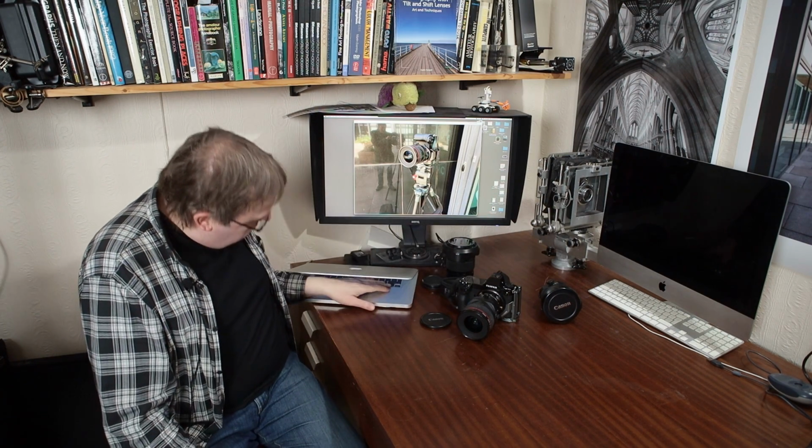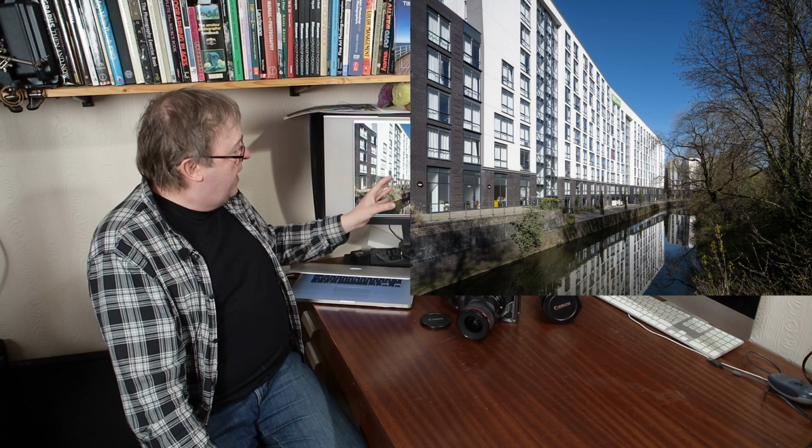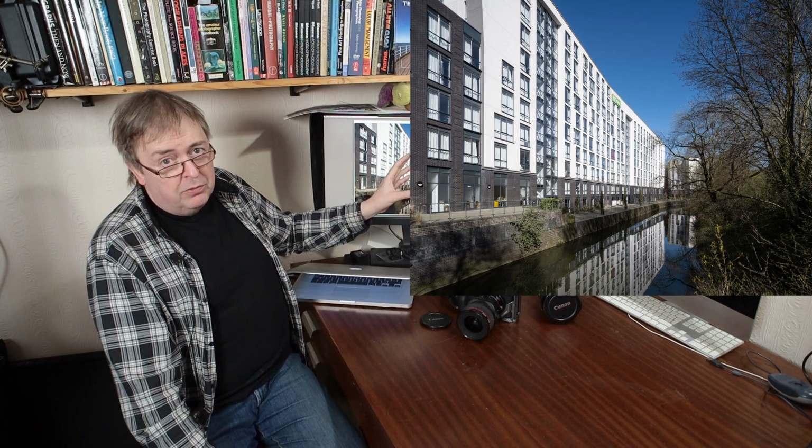Now, let's have a look at some examples. This is while I was out yesterday morning on a walk to where I normally do my test shots. This has got a moderate amount of rise in it.